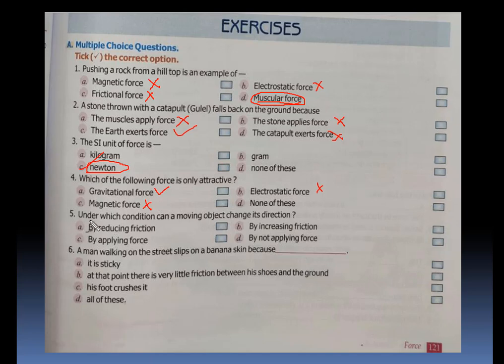Question 5. Under which condition can a moving object change its direction? Reducing friction, no, reducing friction increases the speed of the body. Increasing friction, no, it decreases the speed of the body. Not applying force, if you do not apply force, nothing is going to happen. By applying force, this is the answer.